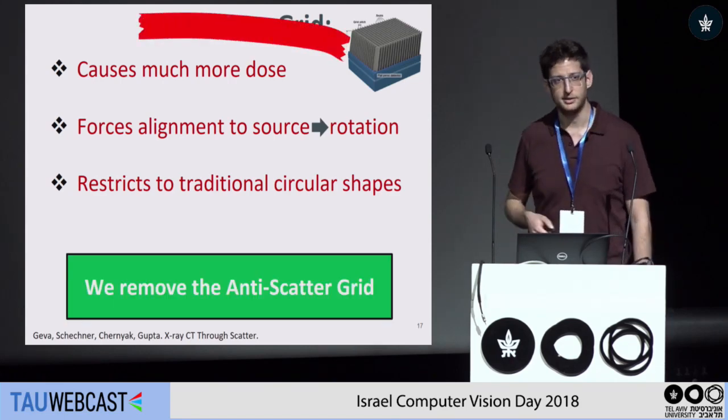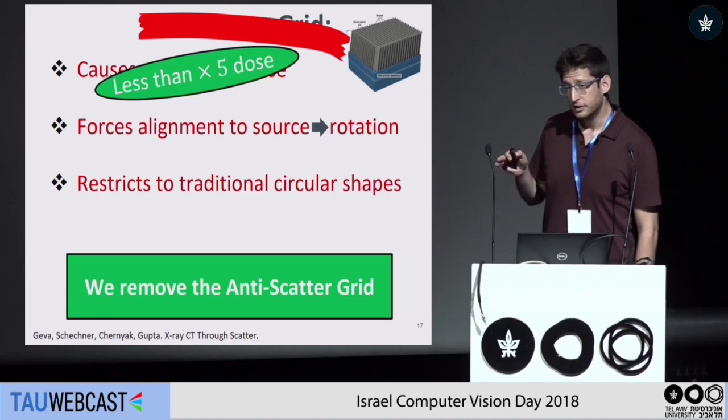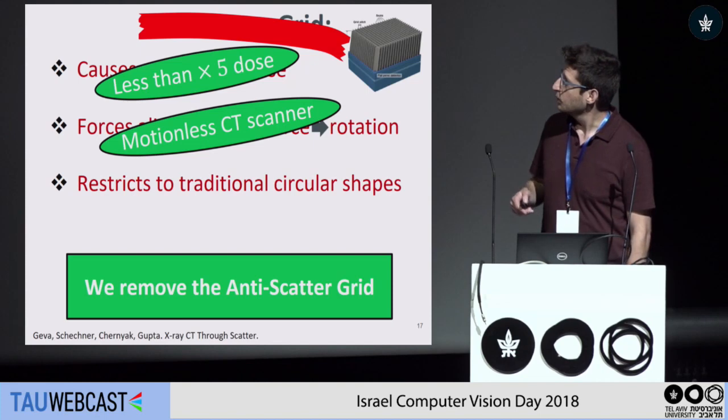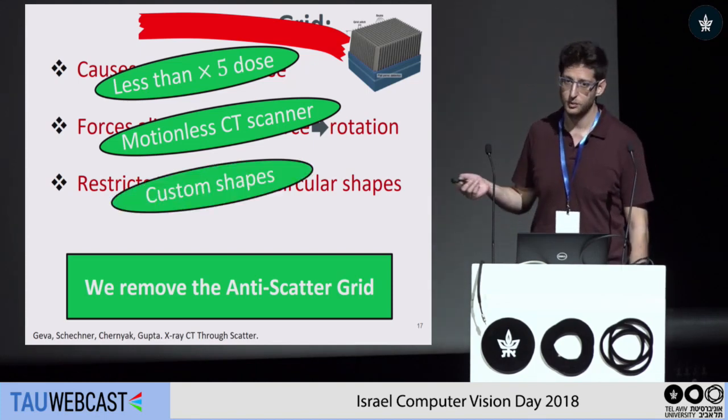However, if we remove the anti-scatter grid, which is exactly what we're about to do, we have indications that we can bring down the dose by up to 5 times. We can open the way for development of motionless CT scanners with custom shapes.